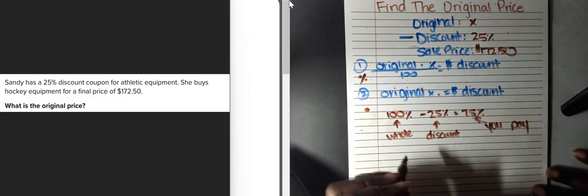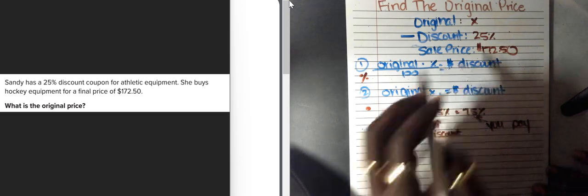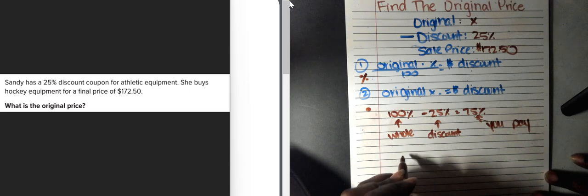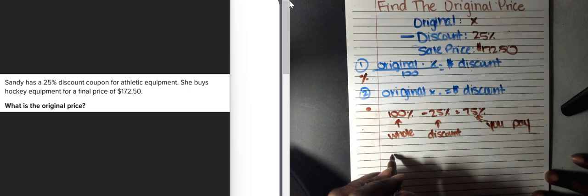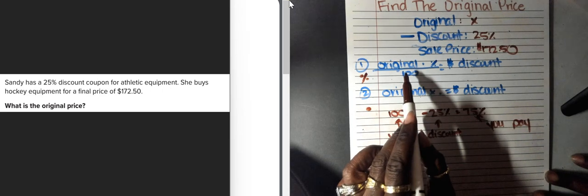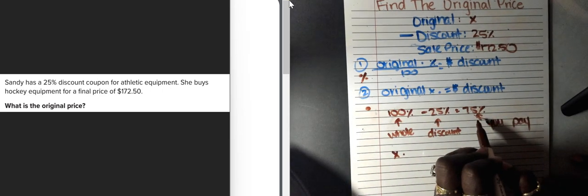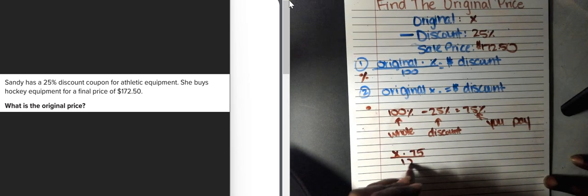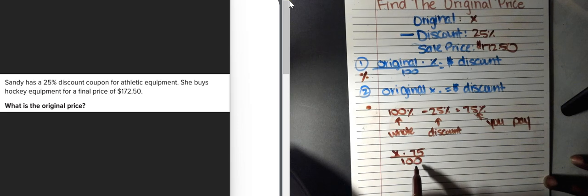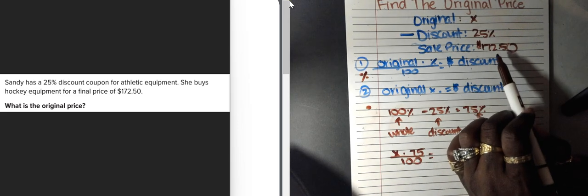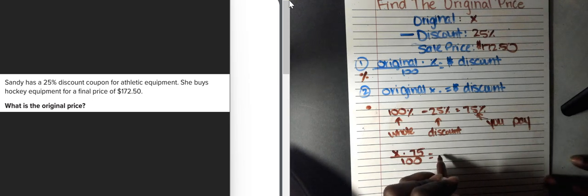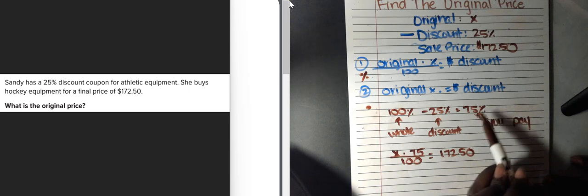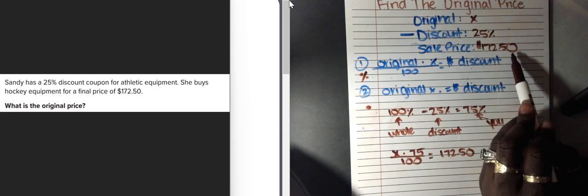Let's plug in what we know in regards to our original and the percentage amounts that we have. So we're paying 75%. We're going to put in our original amount, which is going to be X because we don't know that. We're going to multiply it by the percentage that we are going to pay, which is 75, and then divide that by 100. When we do that, it should come out to our sale price, which is $172.50. Remember, 75% is what you are going to pay.